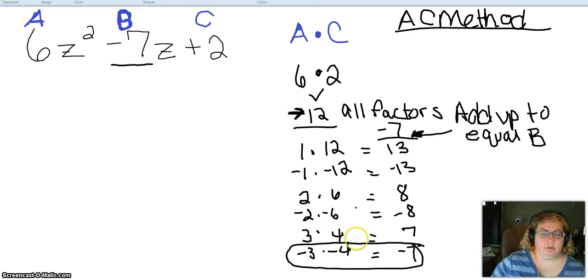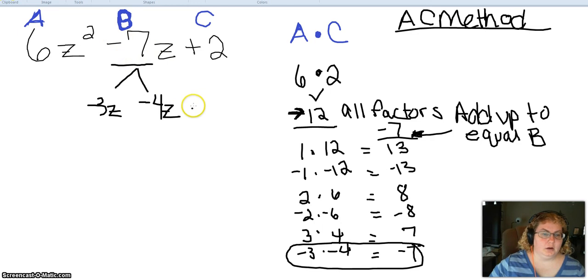Now that we've found those factors, we're going to split the middle term. I'm going to put our negative 3z here, and our negative 4z right there, because negative 3 and negative 4 gets us a negative 7. The rest of the stuff you're going to bring down. So you bring down the positive 2 and that 6z squared.